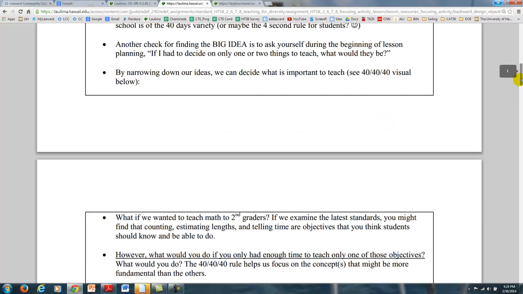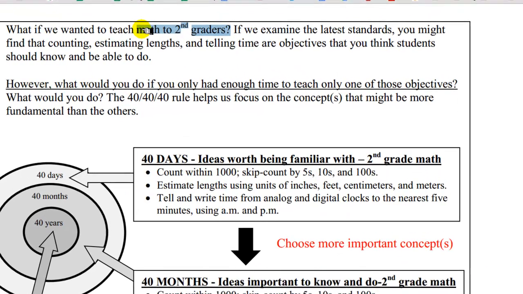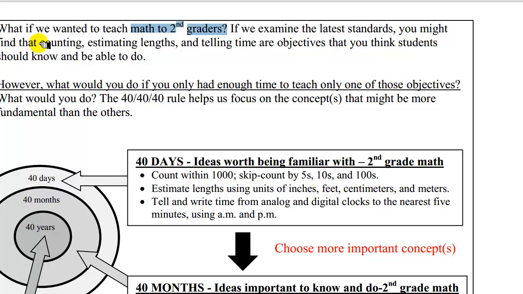So we can use an example. What if we wanted to teach math to second graders? By examining the latest standards, you might see that counting, estimating lengths, and telling times are objectives that you think the students should be able to know and do. However, what if you only had time to teach one of those? The 40-40-40 rule helps us focus on which one.